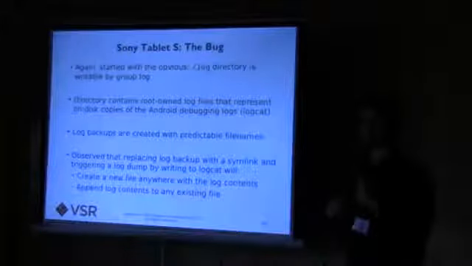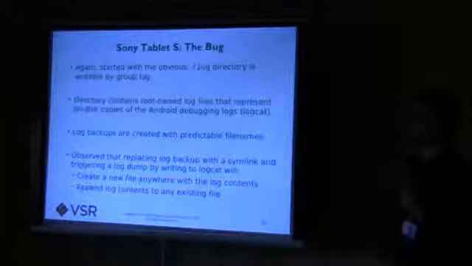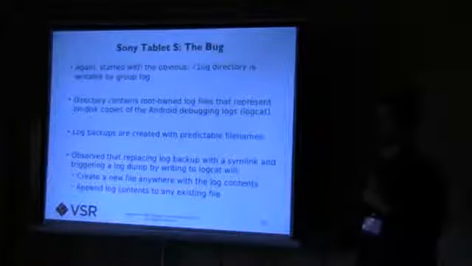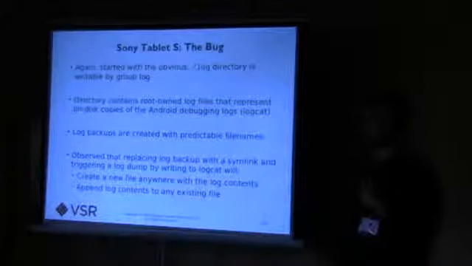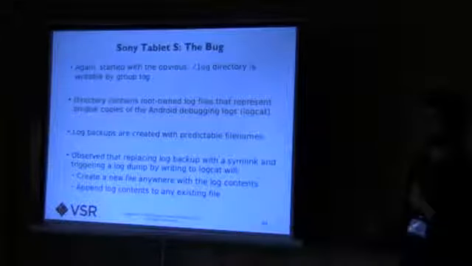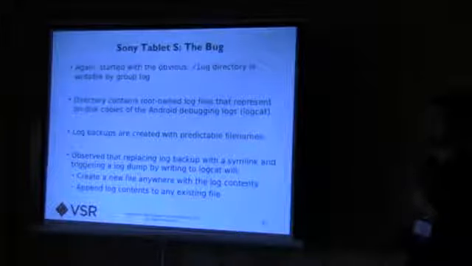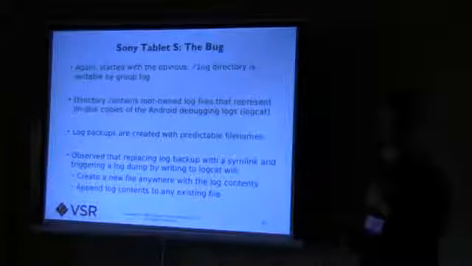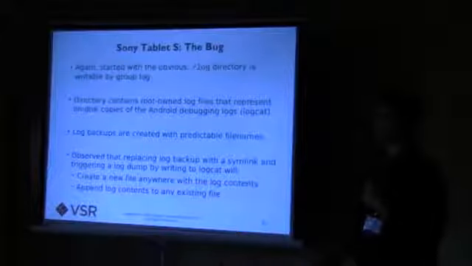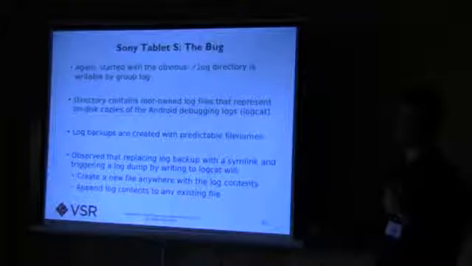So the bug here was, again, simple and stupid. There was a log directory, and it's writable by group log, and this directory contained all these root-owned files that were being written by this logging service that are on-disk copies of the Android debug log, and they were created with predictable file names. So I noticed that if you replace one of these backups with a symbolic link to a target, when you trigger a log dump by just flooding the log and causing it to write that out to disk, it will either create a new file anywhere with the contents of the log, if the target of the symlink didn't exist, or append log contents to any existing file.